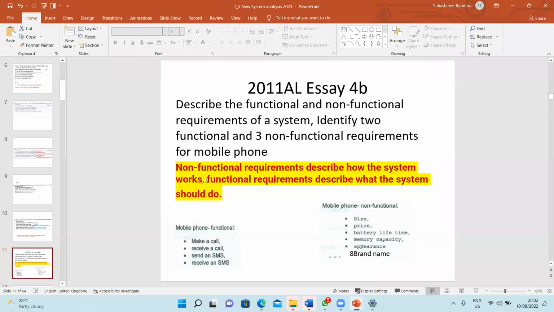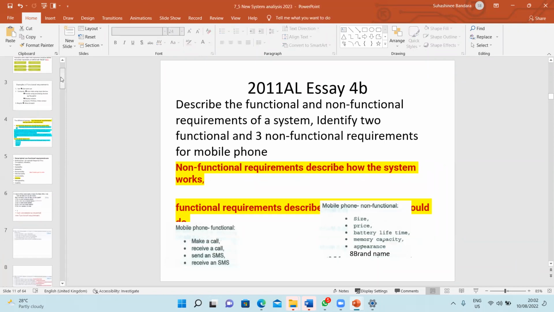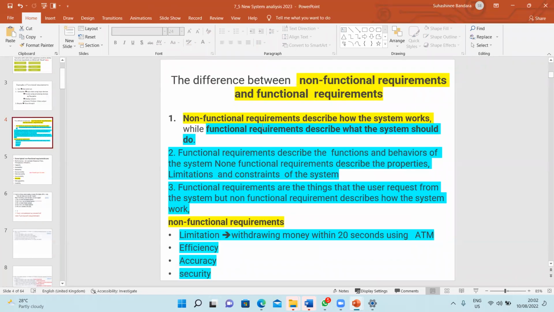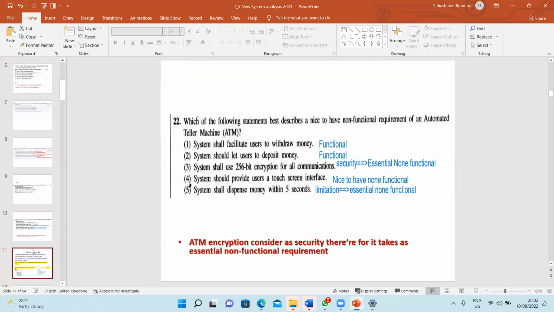We can consider about the limitations. Non-functional limitation, I think I gave it in the description. Here we discuss about the non-functional. Non-functional we can consider as a limitation or constraint. That point also can put as the answer.